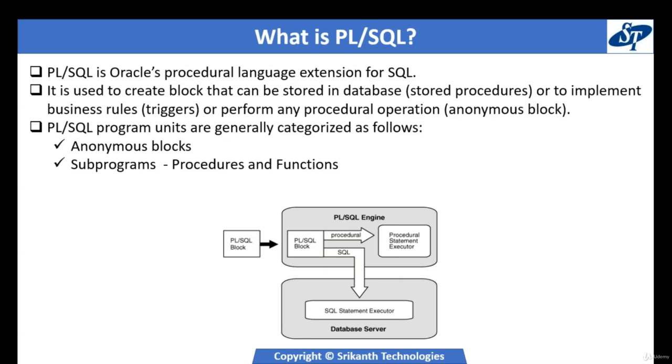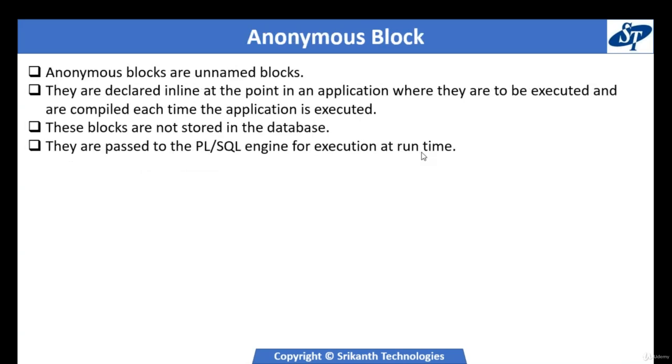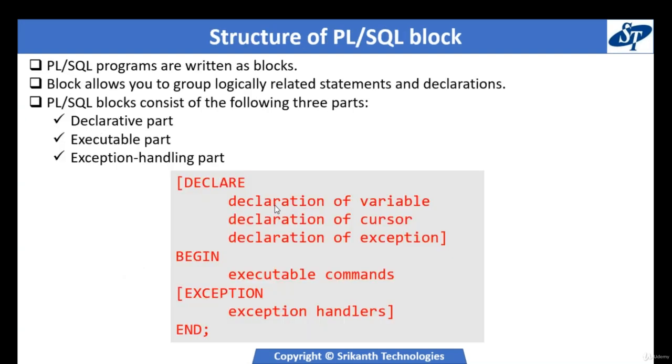Let us see how we can create a block. This is an anonymous block, a block without any name, and you can just straight away run this block. Whether it is an anonymous block or a stored procedure or a function, every block has a few important parts like declarative part, executable part, exception handling part. Declarative part is where we declare variables and also cursors and exceptions later.